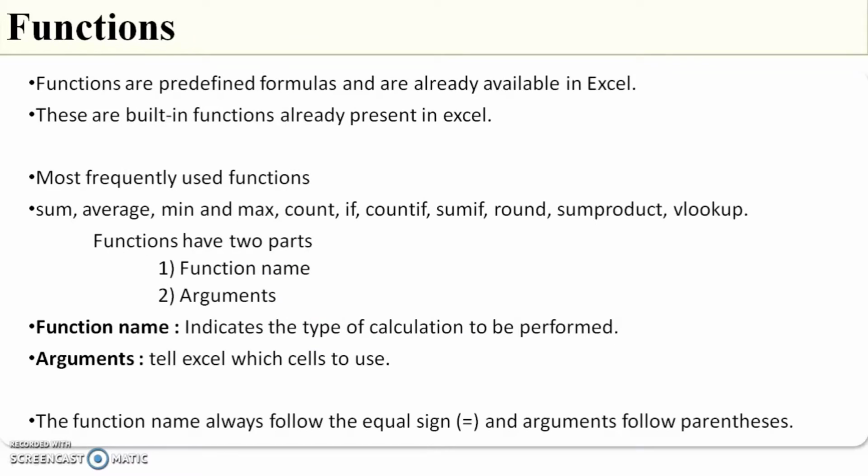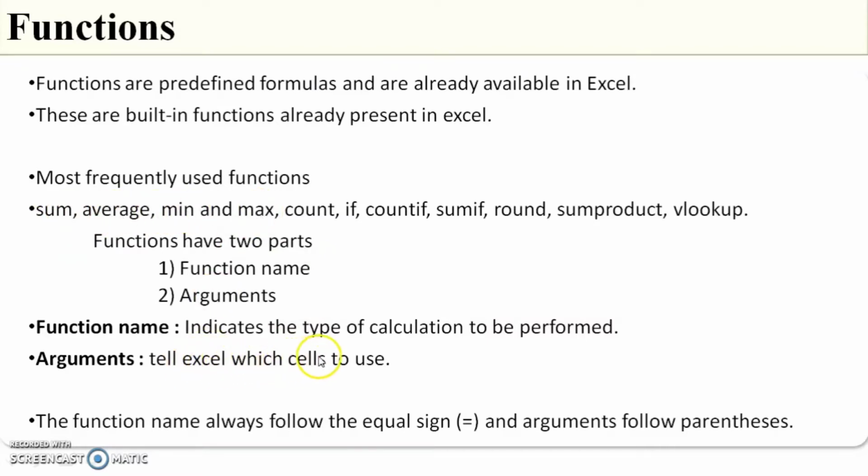Functions. Functions are predefined formulas and are already available in Excel. We call them built-in functions. Most frequently used functions are SUM, AVERAGE, MIN, MAX, COUNTIF, SUMIF, ROUND, SUMPRODUCT, VLOOKUP, etc. Functions have two parts: one, the function name, and the other, the argument. The function name is the type of calculation to be performed. The function name may be sum, average, minimum, maximum, like this.